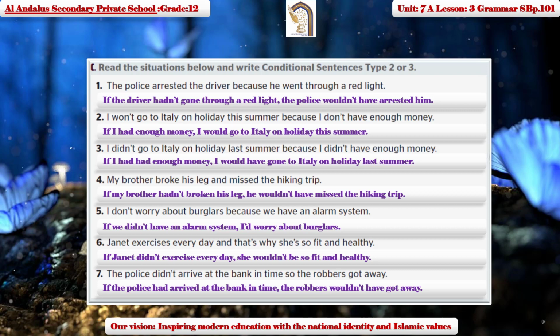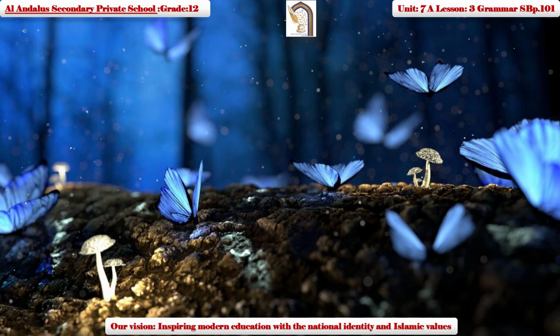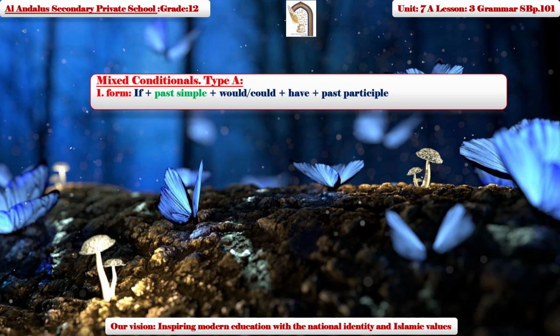Let's go on to deal with our following task for today. These new types of conditional sentences, which are the mixed conditionals, might seem a bit confusing. The first type is if plus past simple. Of course, this is second conditional, plus would or could have plus the past participle. This is a mixed conditional because it relates the past to the present. Let's have a look at the example.